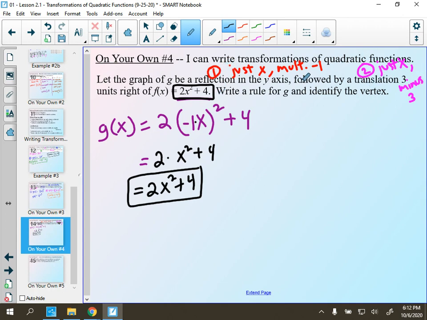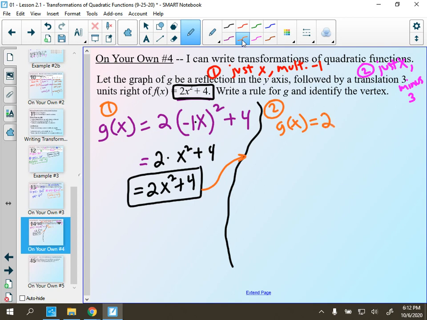Now we've got to do a translation of 3 units right. So, the same process that we did in the last problem. I need to pick all this stuff off. This was step 1, this is step 2. I'm going to pull all this stuff off of the x, like the 2, the squared, the +4, and say, all right, I need to translate right 3 units, so I need to take the x and subtract 3 from it because it's going to be opposite.